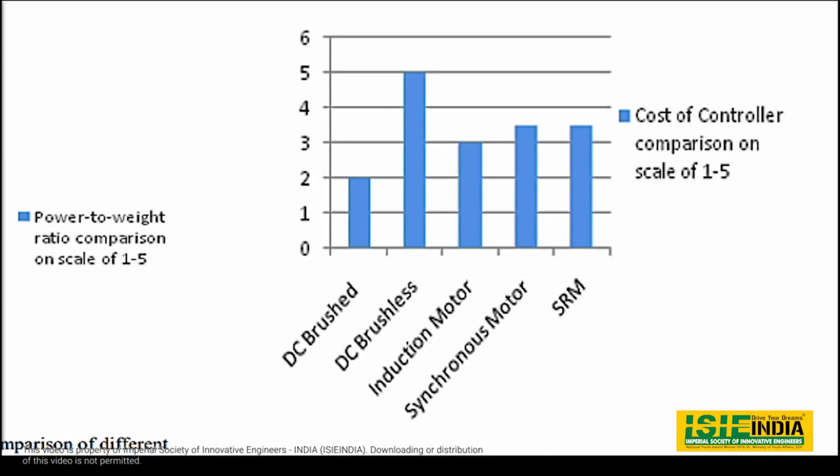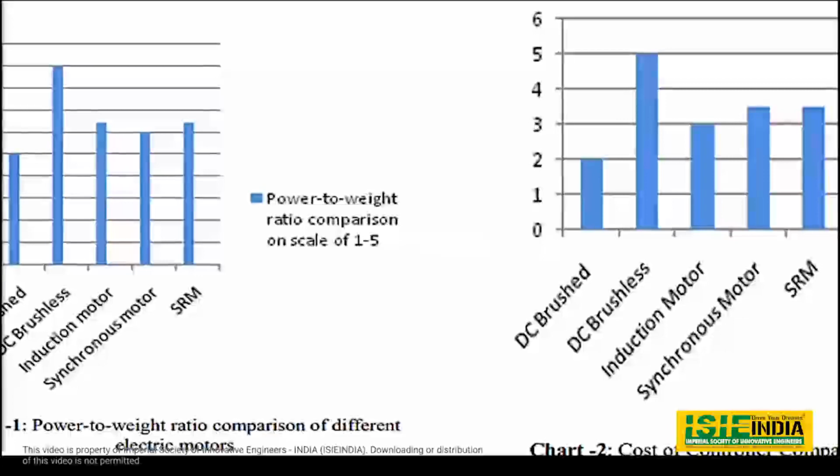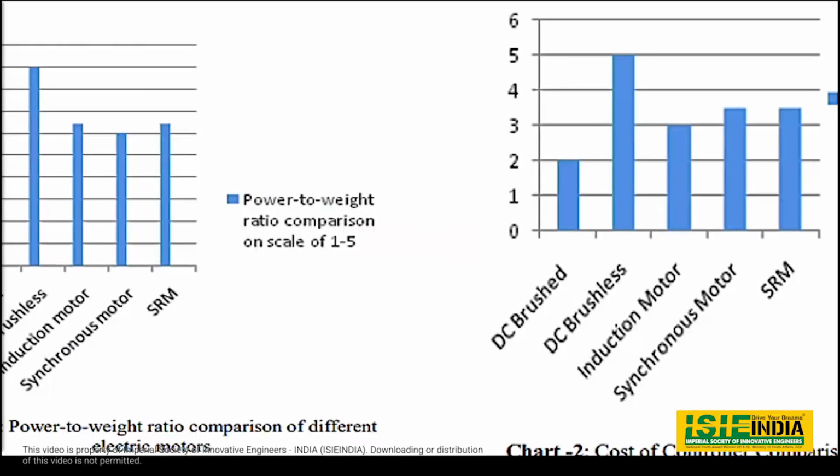So if you remove the cost of the controller parameter, the BLDC motor is the highest option. Then what is the thing here? SRM motor controller is also high. Comparatively, induction motor is very low. Then who is willing to spend more money? They can go for SRM motor, right? If they don't want the BLDC motor, right?